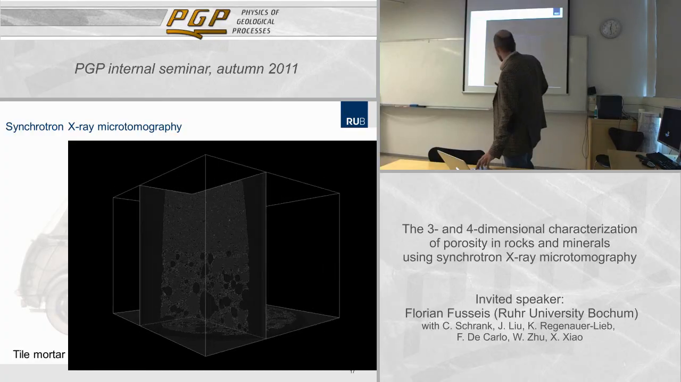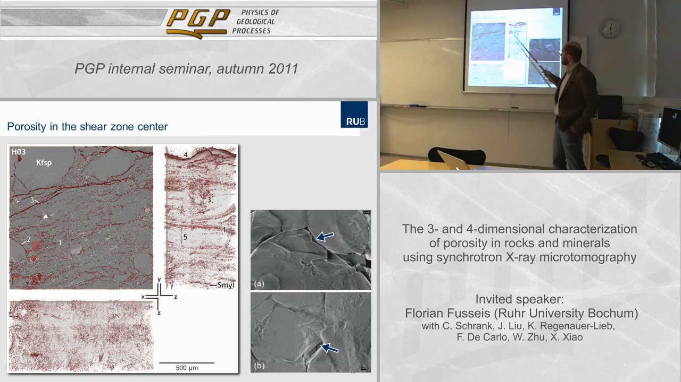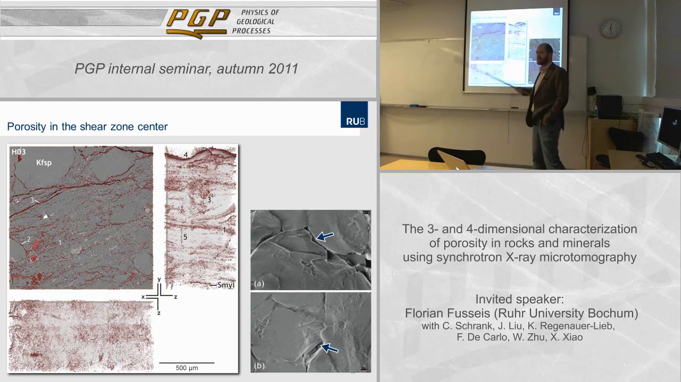So we use that technique in our question with this hand specimen that we collected earlier on, and I want to come back to that question now: the fluid transfer and essentially the transfer of the chemical components. And we pictured the porosity in the shear zone center, and that's what you see here. This is a tomographic data set.